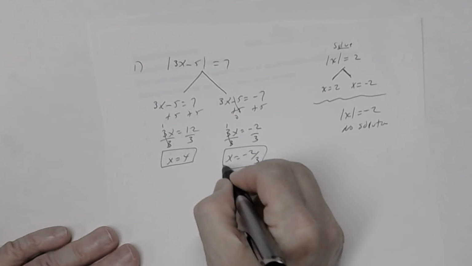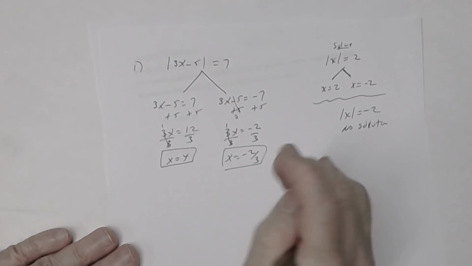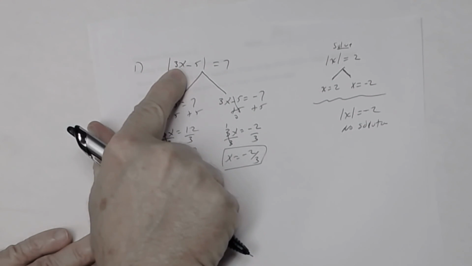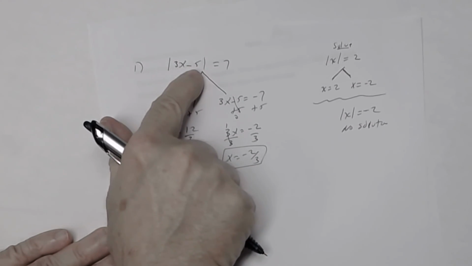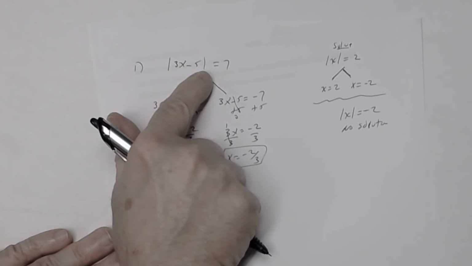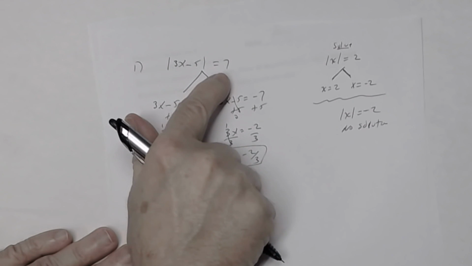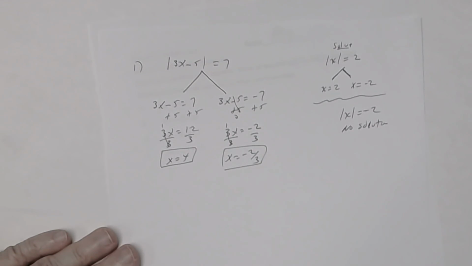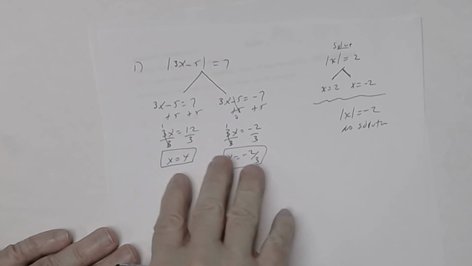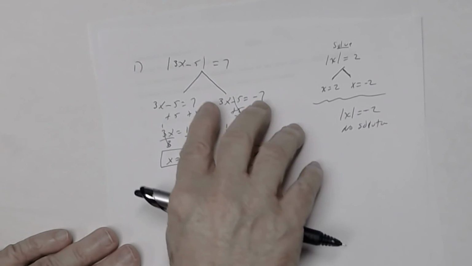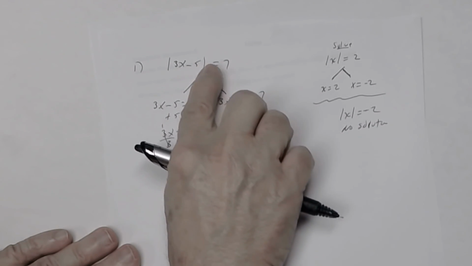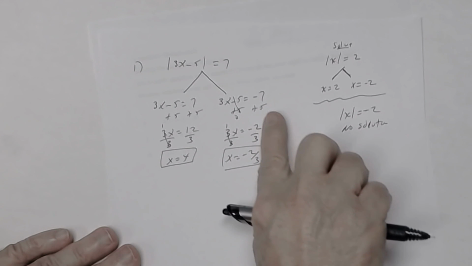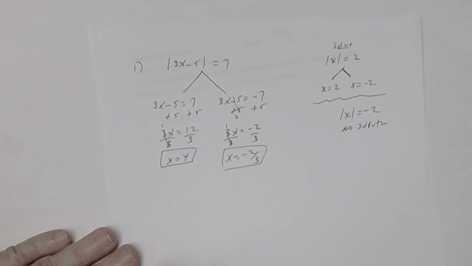And so there's your other solution. And again, you can check by inspection. 3 times a negative 2/3 is a negative 2. A negative 2 and a negative 5 is a negative 7. The absolute value of a negative 7 is 7. All right, so that's the work you have to show in number 1. Okay? You start out with absolute value bars. When you split it apart, no longer absolute value bars.